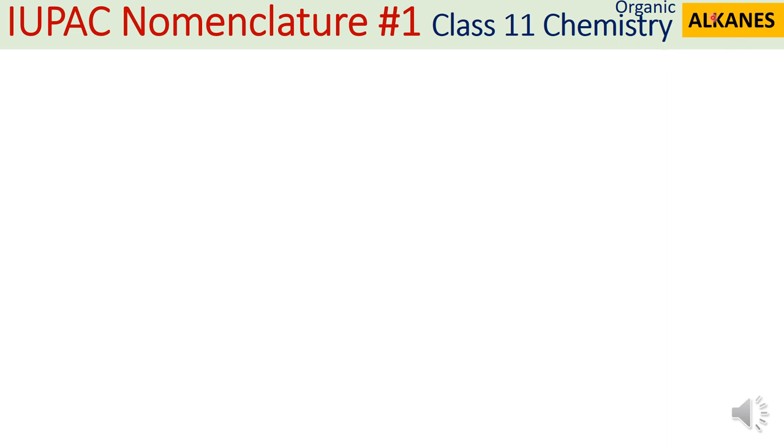Now, first, let us study the family of alkanes. Here, alk corresponds to one part. In the name of this, alk is one part, ane is another part. What these parts are, let us see that, right?